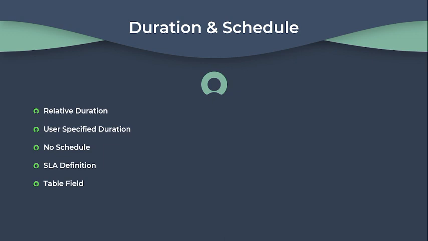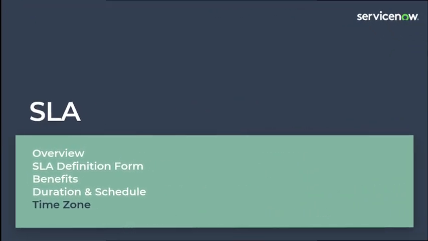Then no schedule. If the no schedule option is selected, the SLA will calculate based on a 24/7 schedule. Then SLA definition. If the SLA definition option is selected, the schedule drop down list appears. Then table field. This option picks its title from the option selected in the table field earlier on the SLA definition form. For example, if incident is selected in the table field, then this option appears as incident field. If the task table field option is selected, the schedule source field drop-down list appears. So these are the different duration and schedules.